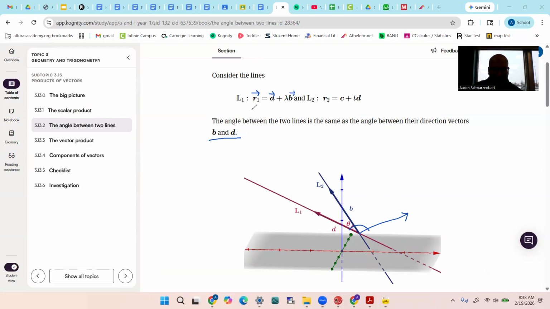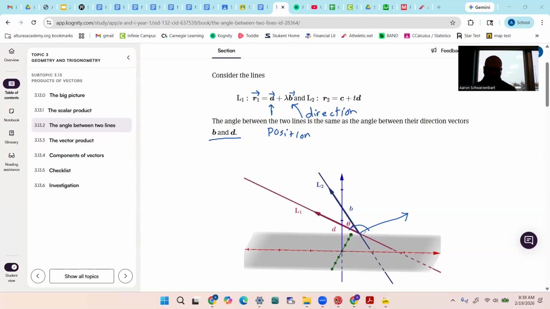So when we're talking about vector equations for lines, we have the initial position, and then this is the direction vector. So that's which way it's going. So what we're actually doing is finding the angle between the direction vectors. So if the direction vector's angle is obtuse, it'll give you the obtuse angle. Those are the two direction vectors. That's the B and the D.